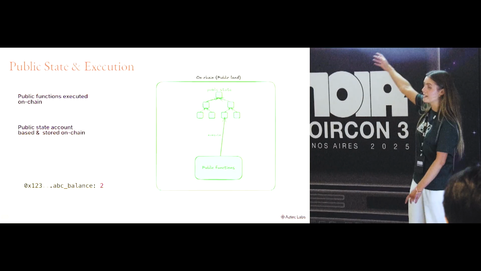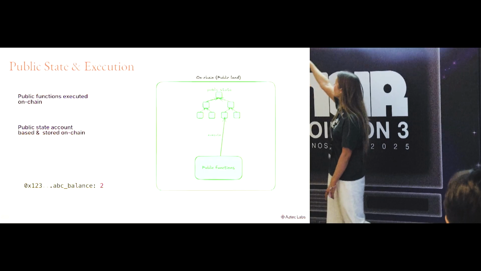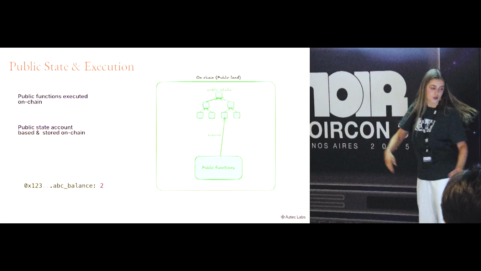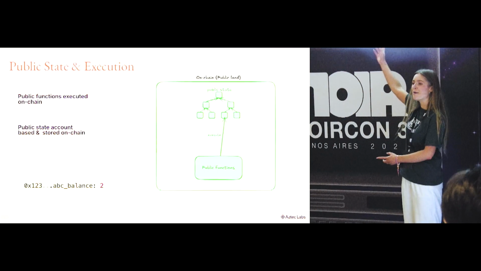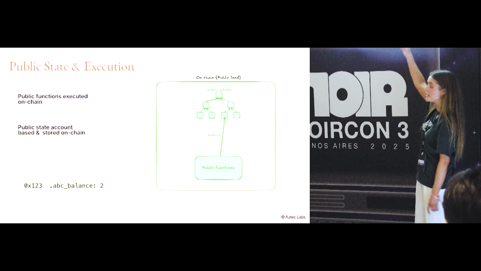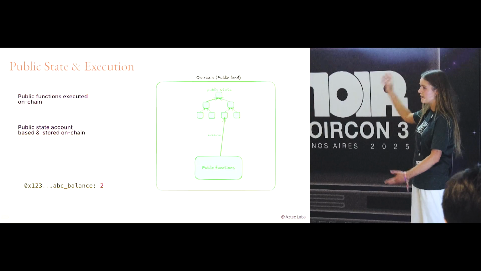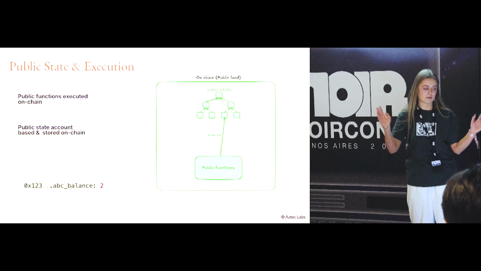So it's account-based. Let's say it's a balance again. You'll have some key, like your address, which will then map to some value, which is your balance. This is then stored in a Merkle tree. So when you update your balance, you'll be pointing to a specific storage slot in the Merkle tree, and it'll be updated. And everyone can see it. Everyone can see what storage slot you're accessing. The end.